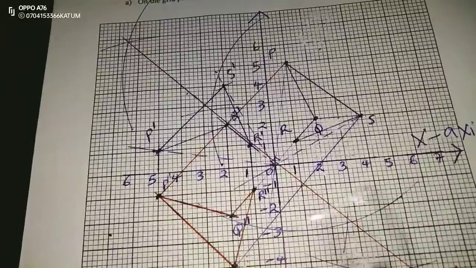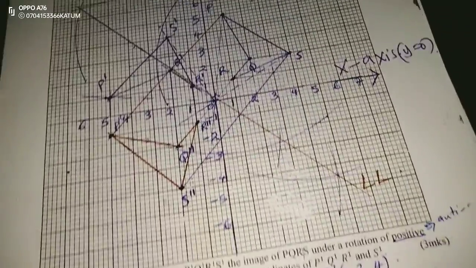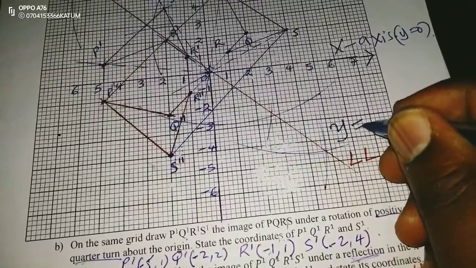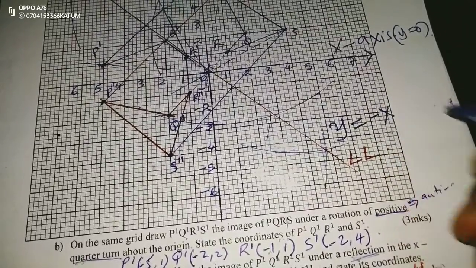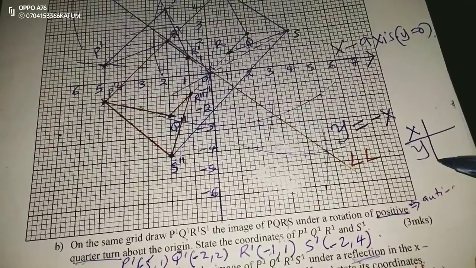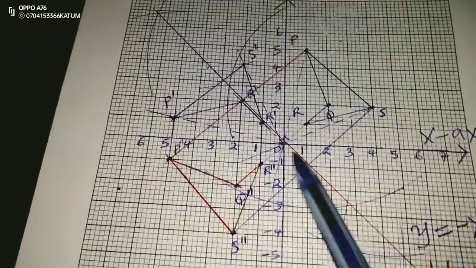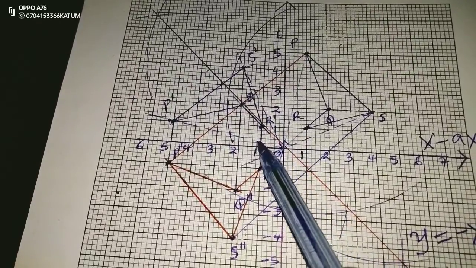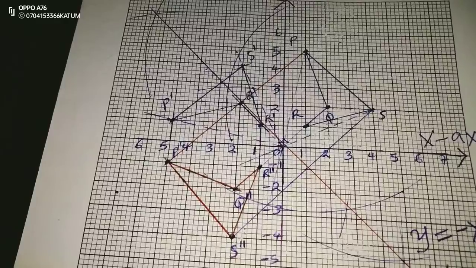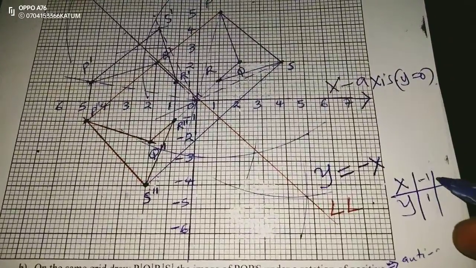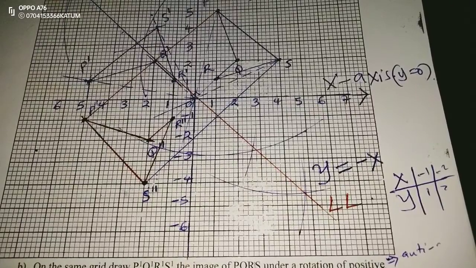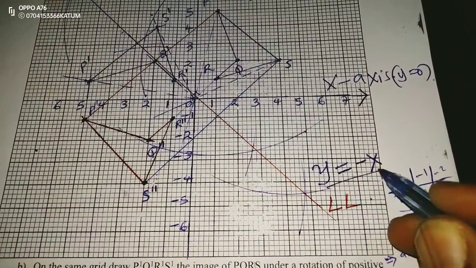Now we can get the equation of the mirror line according to the question, and this is the line y equals negative x, because if we try to pick some values of y and x along the line, you will discover, for example, we have negative 1, 1, negative 2, 2, negative 3, 3, and such. So the equation of the mirror line is y equals negative x.